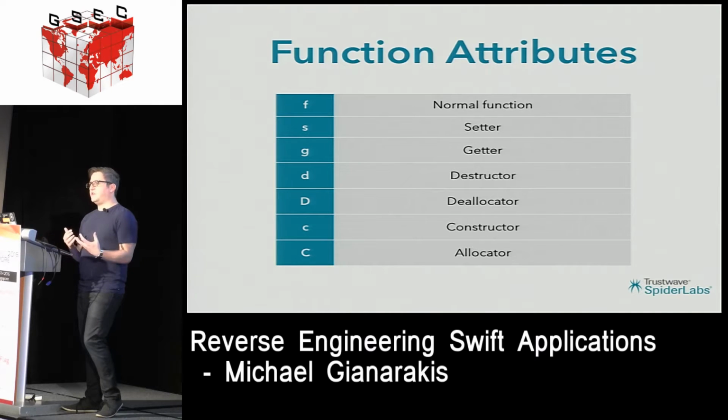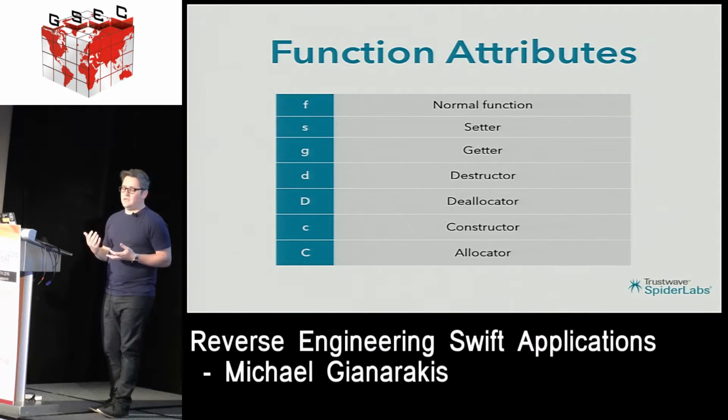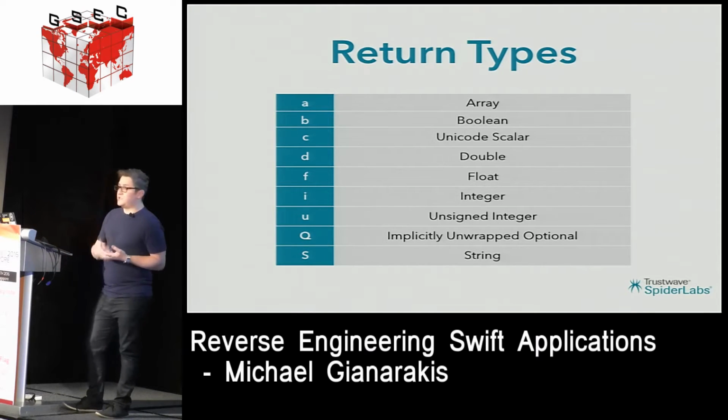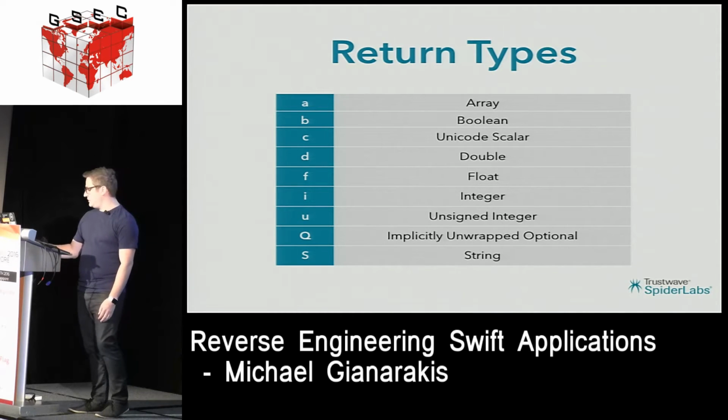Cool, so there's various function attributes. So f is just your standard normal function. Lowercase s and g for your setter and getter methods. Lowercase d and c for your destructor and constructor methods. And capital D and C for your deallocator and allocator methods. Return type, so all your standard kind of stuff there. So arrays, booleans, doubles, floats, integers, strings, the works. So that's all the different types that you can potentially have.